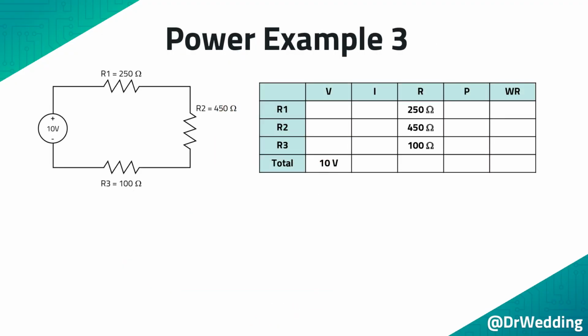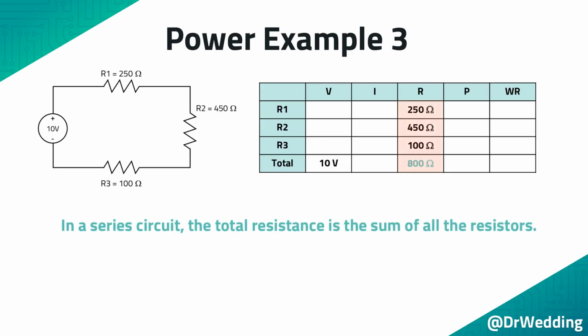Now that we have covered the power calculations and understand what the wattage rating is, let's solve this series circuit. This time the table will include a column for power and one for the wattage rating of the resistor. We have solved these types of problems before, so the first part of this problem should be a review. In a series circuit, the total resistance is the sum of all the resistors.